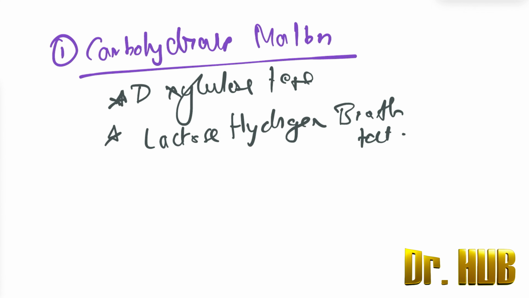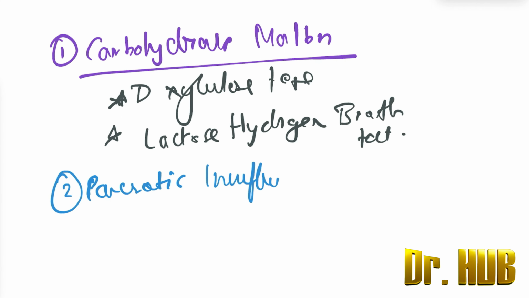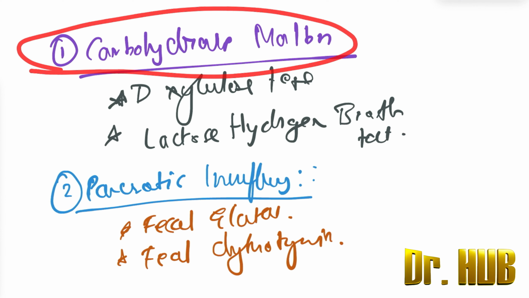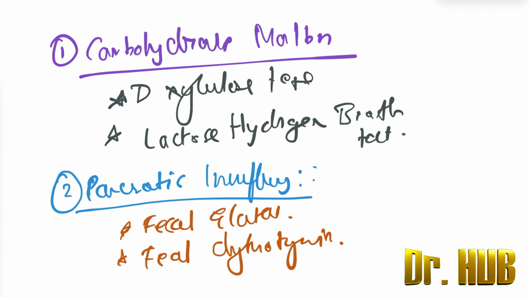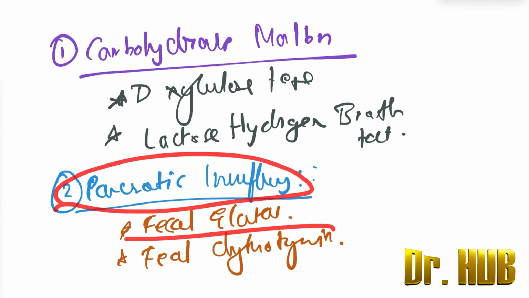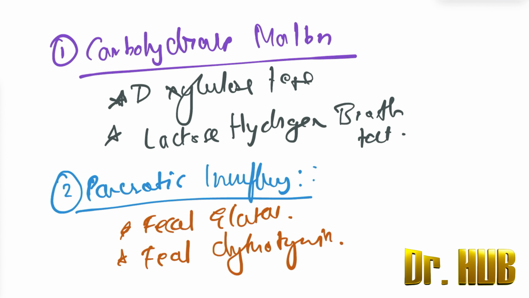Next, we are moving on to pancreatic insufficiency, the second question we asked. This includes the fecal elastase as well as the fecal chymotrypsin. Now let's just recap. We answered two questions. The carbohydrate malabsorption includes the D-xylose test as well as the lactose hydrogen breath test. In case of pancreatic insufficiency, which is a specific test for malabsorption, there is the fecal elastase as well as the fecal chymotrypsin.